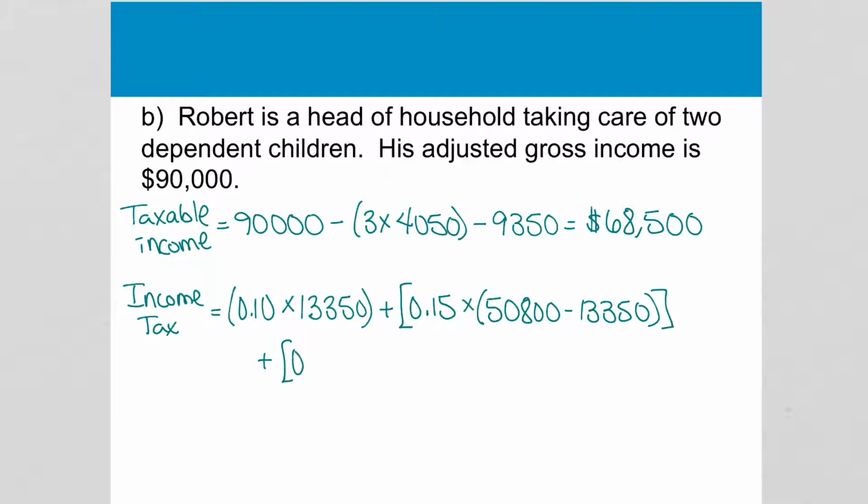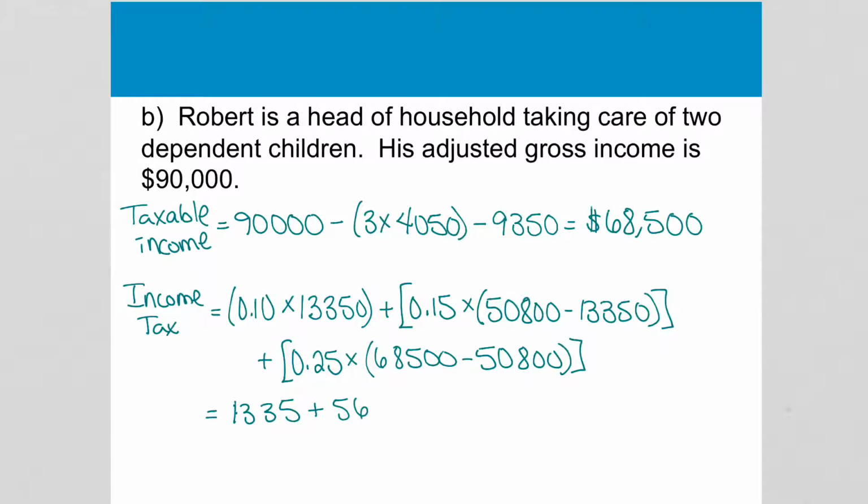Plus 25% of his taxable income minus that one step lower, $50,800. Okay? And I'm not going to go through every single step this time. When you multiply the first one, you get $1,335. When you subtract and then multiply for 15%, it's $5,617.50. And for the 25%, subtract, then multiply.